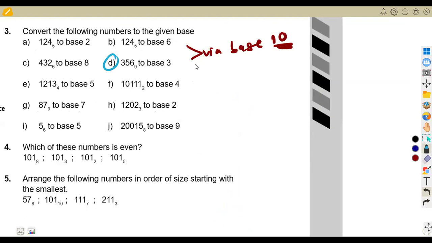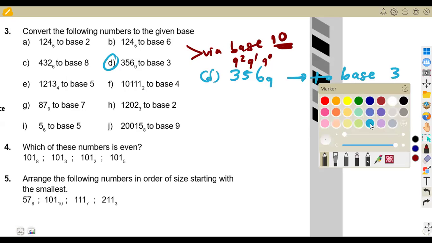D, convert to base 3. We are given 3, 5, 6 in base 9, and this is required to be in base 3. So we have to convert to base 10 first, raising to the powers of 9: 9 to the power of 0, 9 to the power of 1, 9 to the power of 2. So this is going to give us what in base 10?